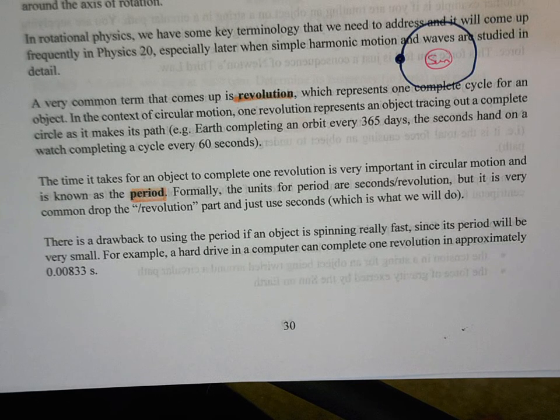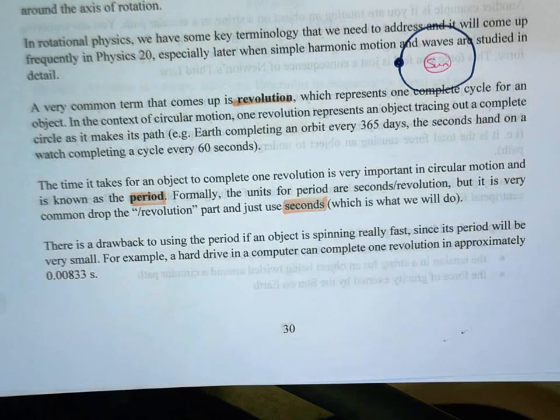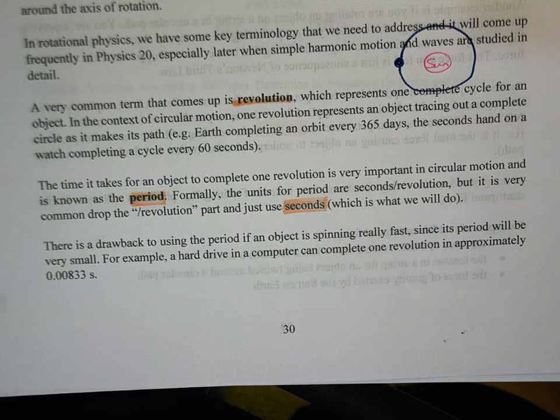Now, very formally, the period is going to be in units of seconds per revolution because we're timing how long it takes for one revolution. But we usually drop the per revolution part, so we're just going to say that the units for period is seconds. Ignore the per revolution part.